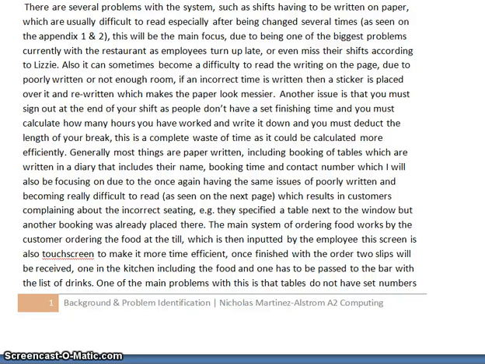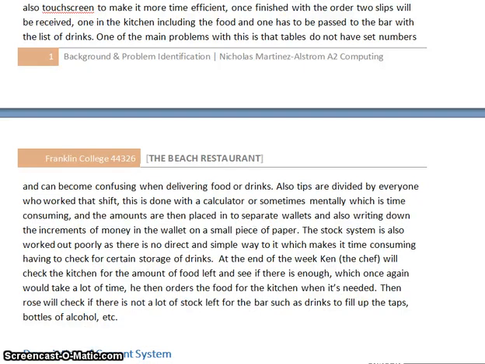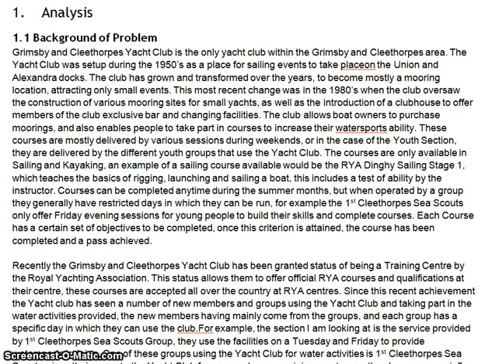Pause the video, have a read through this section, which identifies several problems with the system. And the last part of the background identification and problem section, pause the video and read this now. And here is a fourth example, the last example that we're going to show in this video. This one's based around a yacht club in Grimsby and Cleethorpes and to do with Sea Scouts.